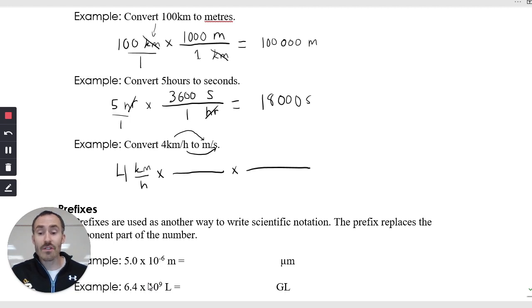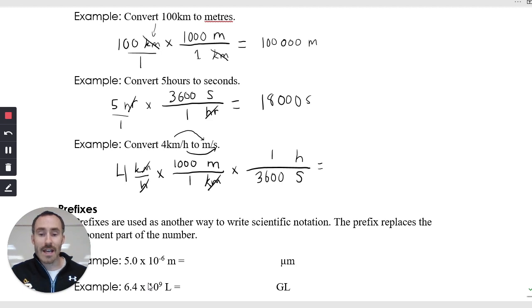So I have kilometers on the top, and so to cancel out the kilometers, I put it on the bottom, and I change it to meters. So 1 kilometer is 1,000 meters. That will take care of my kilometers. And then I need to get rid of the hours. But notice that hours is on the bottom of the unit fraction over here. And so to get rid of it, I need to put it on the top. So hours goes on the top. I want to switch it to seconds. So 1 hour is 3,600 seconds.